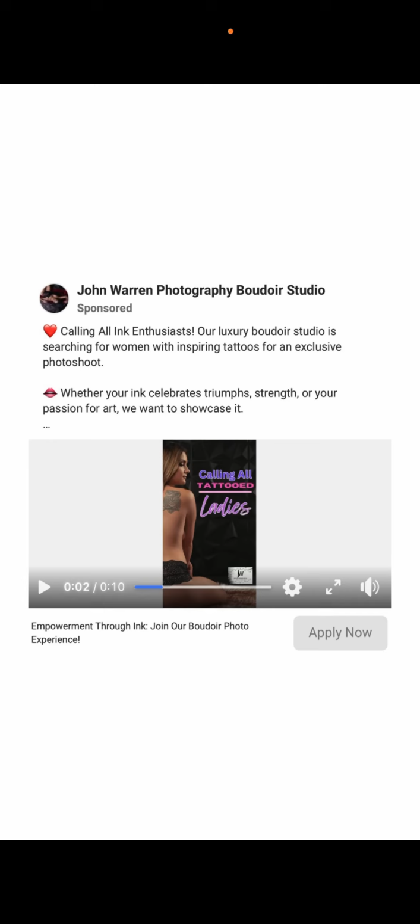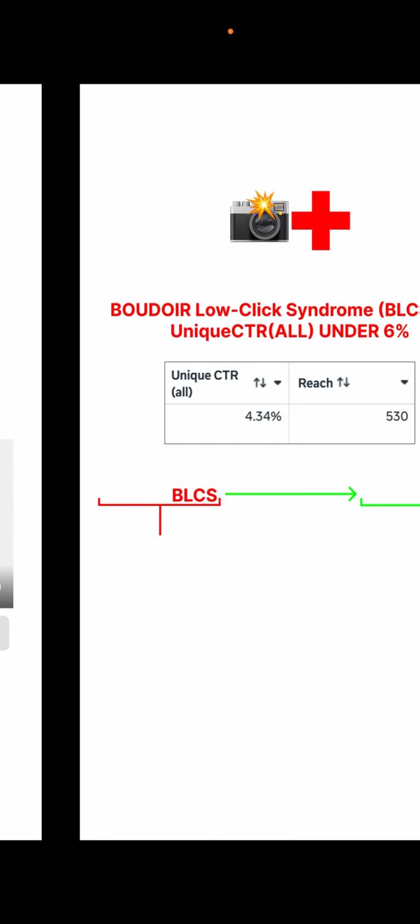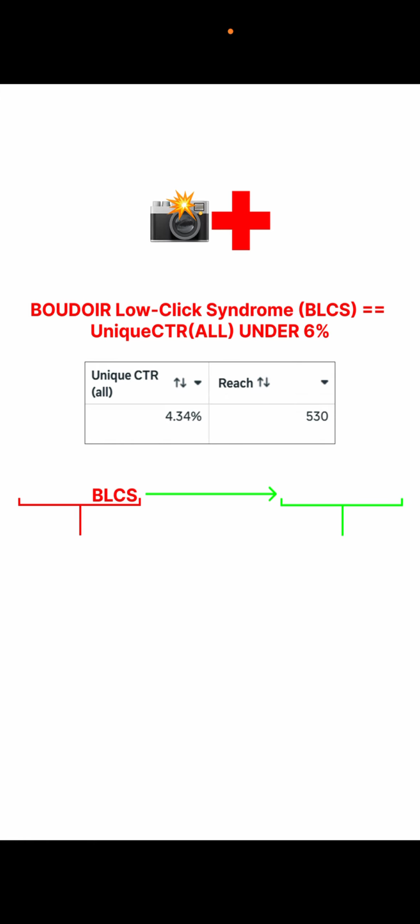All right, y'all, we're going to take a look at this Boudoir Facebook ad, diagnose it, see if it has BLCS, aka Boudoir low click syndrome. Boudoir low click syndrome is when the unique CTR for a Boudoir Facebook ad is under 6%. What this means is fewer than 6 out of 100 women are clicking anywhere on our ad, aka this is the number of women out of 100 that are not simply scrolling right on by.